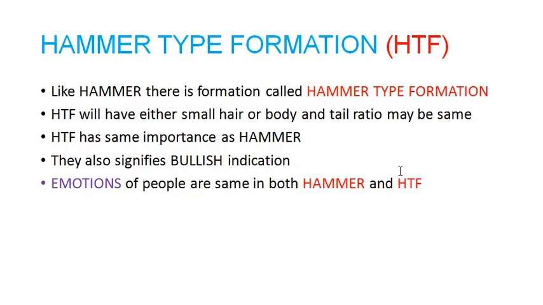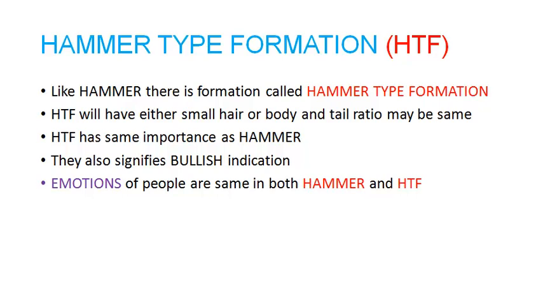While we have a hammer, there is another candle which is similar to a hammer, but of slightly less potency, and it's called a hammer type formation. The reason it is called a hammer type formation is because while it is a hammer, it really does not adhere to all the vectors of a hammer. Like the hammer, there is also something called a hammer type formation. A hammer type formation will either have a small wick, or the body and the tail ratio may be the same.